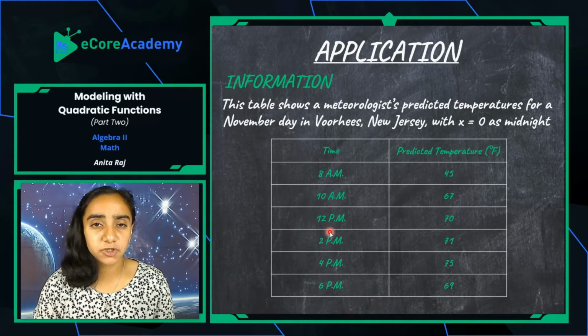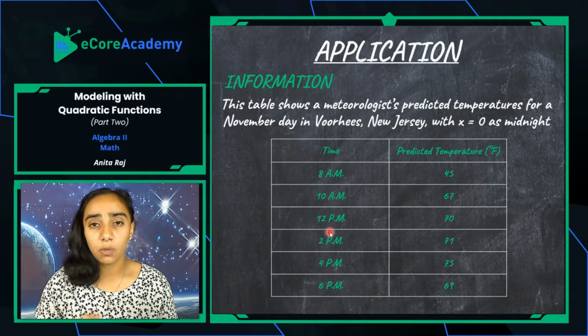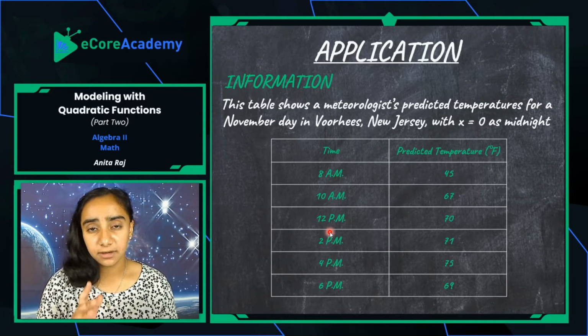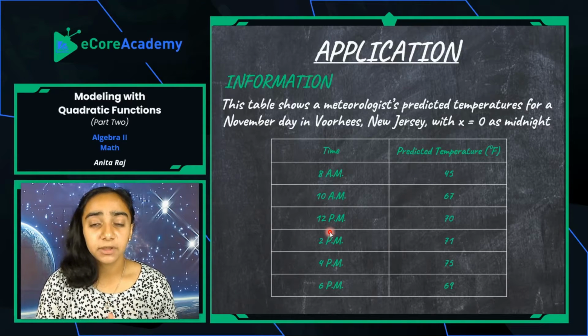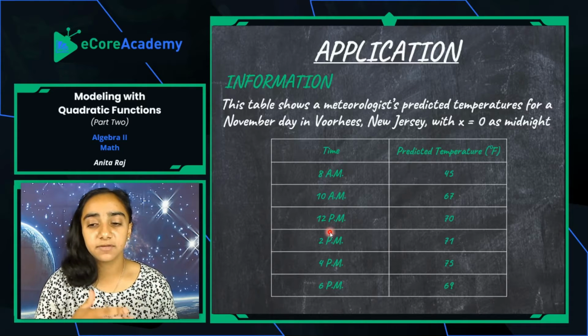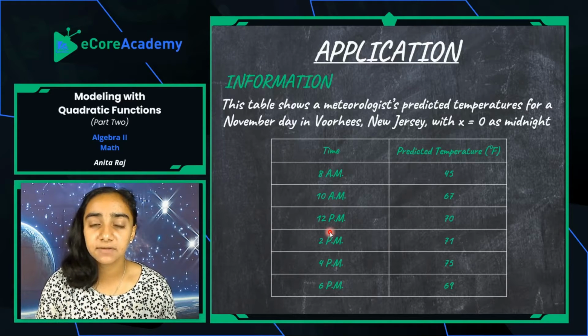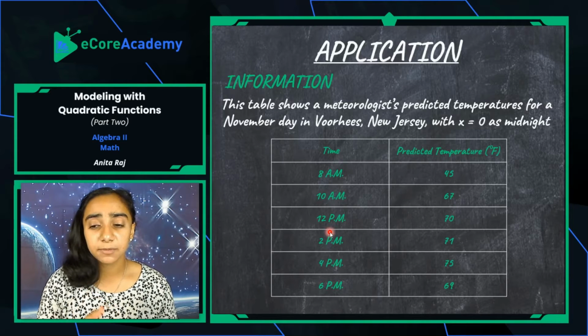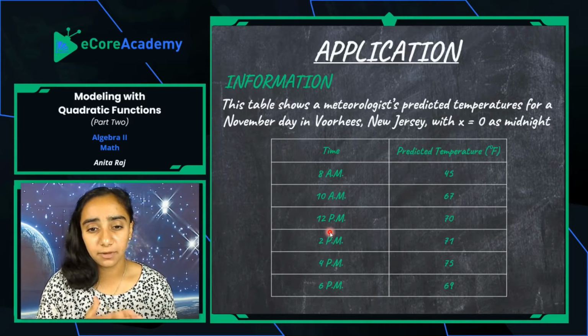However, predicted temperature, which is our y variable, our y coordinate, is a dependent variable. It's depending on the time. So depending on the time, you will have a specific temperature. At 10 a.m., the given temperature will be 67. The temperature 67 depends on that time of day.